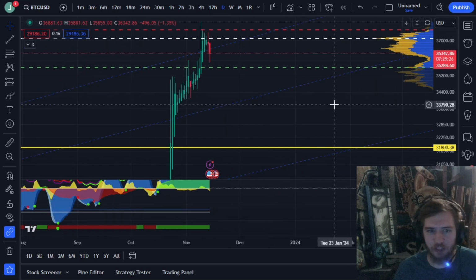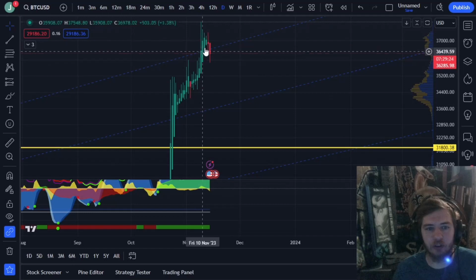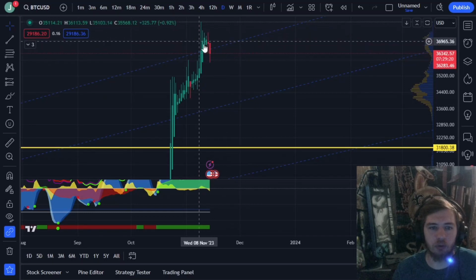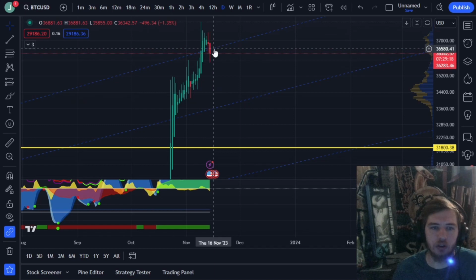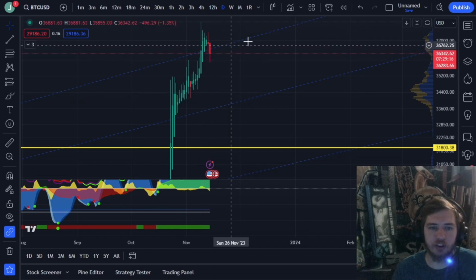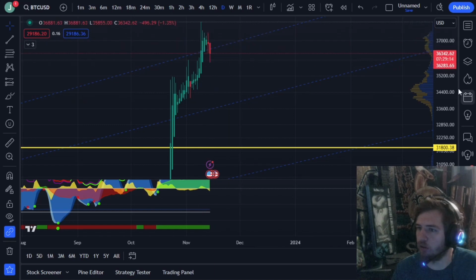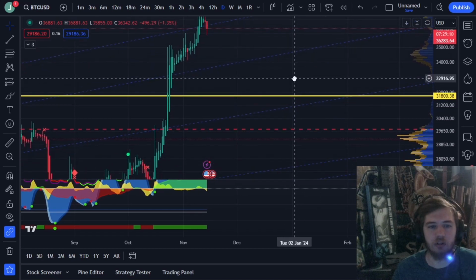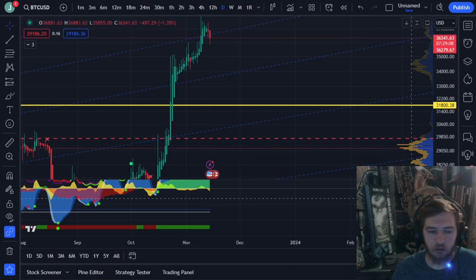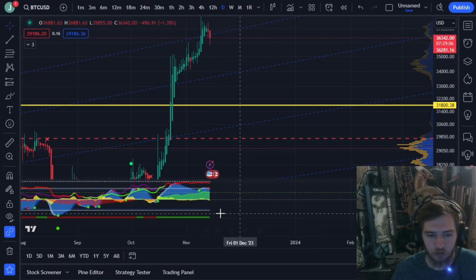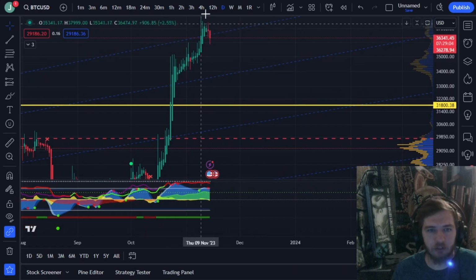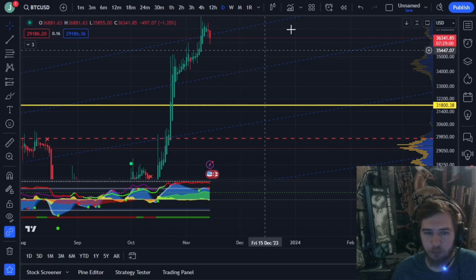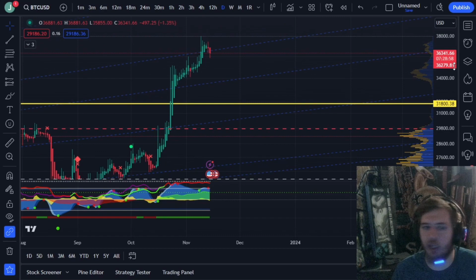Let's go back to the daily. As you can see, we wanted to flip this spider line to support. We were not able to, so we're going to lose that. That is resistance right there. Major resistance. Could potentially, so we got that bearish dip there. Come back down. Hopefully hold this spider line as support before making a higher high.